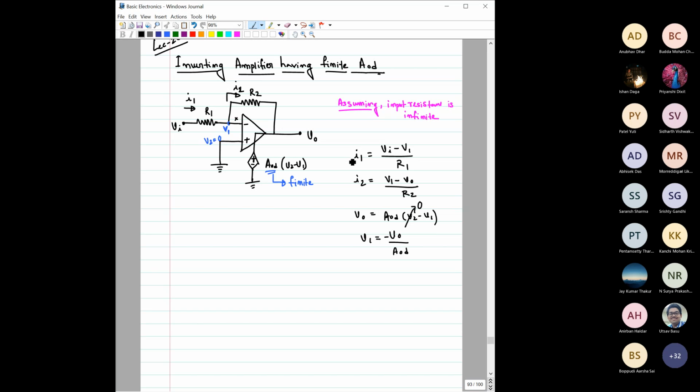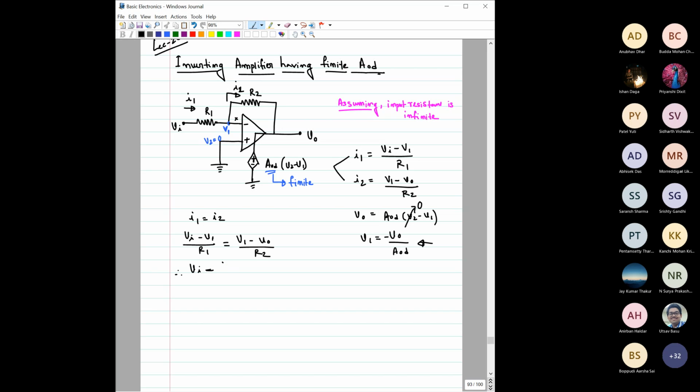Now we also know I1 equals I2, because no current can flow inside this op amp. So I1 equal to I2. Let us write this first. This is V1 by R1, and this is equal to V1 minus V0 by R2. And now let us try to replace this V1 with the value here.